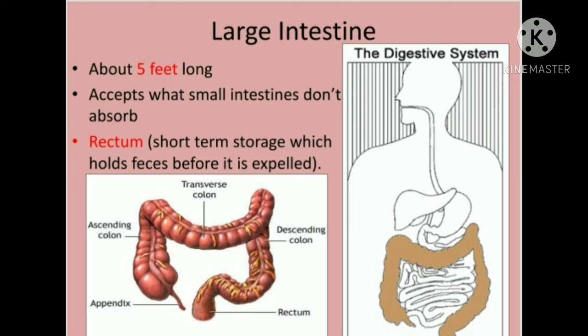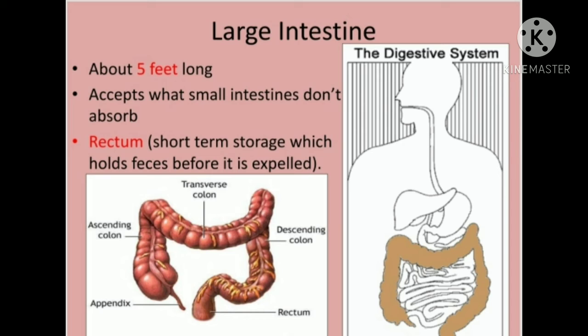Moving on to the third point, rectum. Rectum is what? It is a short-term storage which holds the feces before it is expelled out. So rectum is the place where the human's feces are situated for a short period of time, and it is expelled out at the time of expulsion. Okay, so apart from this, I would like to say some more things on the large intestine.